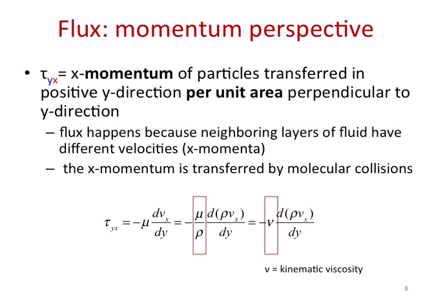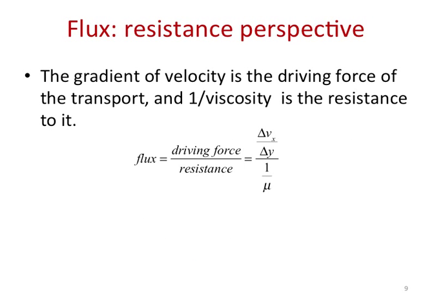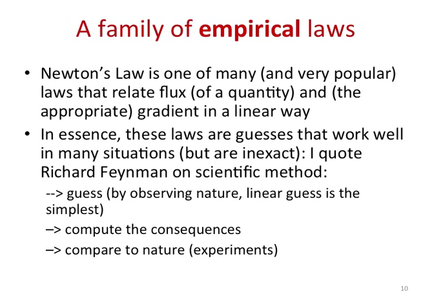Final perspective comes from basically electrical current. So the gradient of velocity is the driving force of this system. Okay? Just like difference in voltage would be in electricity. And my 1 over viscosity is the resistance to it. Okay? So I can look at this flux tau yx as my driving force, which is my gradient, divided by resistance. Okay? So these are just alternate views of the same thing.